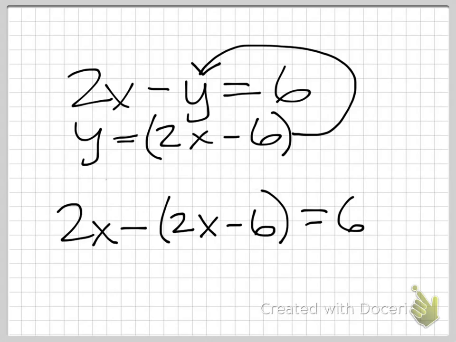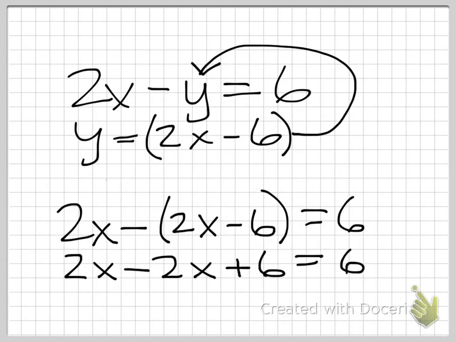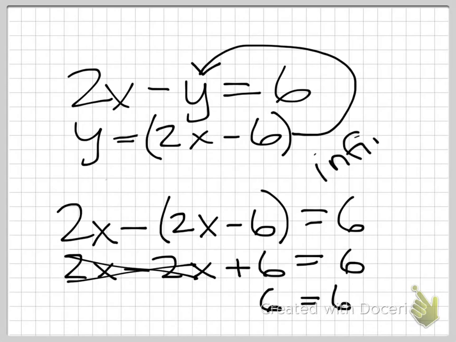So we have a minus sign here, so that's going to apply to both the 2x and the -6. So we have 2x minus 2x plus 6 equals 6. And notice that the variables cancel themselves out. When that happens, you're either going to have no solution or infinitely many solutions. So since they canceled out, we look at the statement, and since 6 does equal 6, this is actually going to be infinitely many solutions.